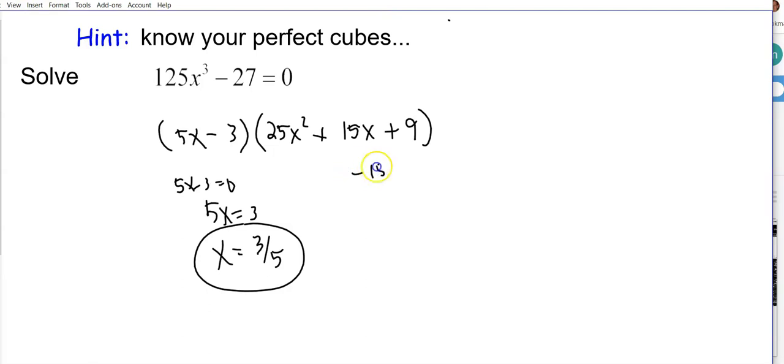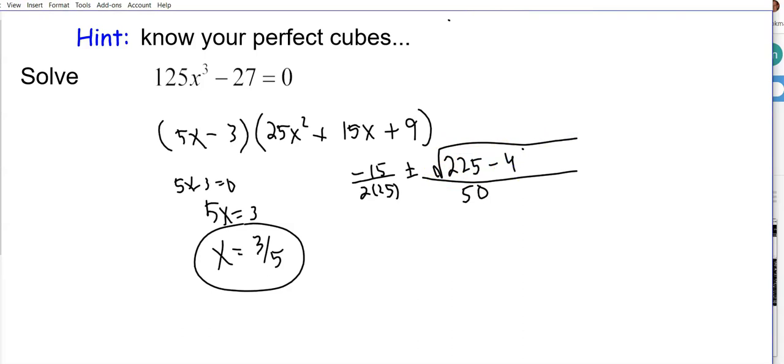That's what I'm doing. So negative 15 over 2 times a, or 2 times 25, plus or minus, 50 down there. Square root of 15 squared is 225 minus 4 times 25 times 9. Do that off to the side. That's 225 minus, 4 times 25 is 100, times 9 is 900. I have to do it this way, 900 minus 225 when I do it by hand. 9 minus 2 is 7. 8 minus 2 is 6. So because that other one was negative, it's going to be negative 675.